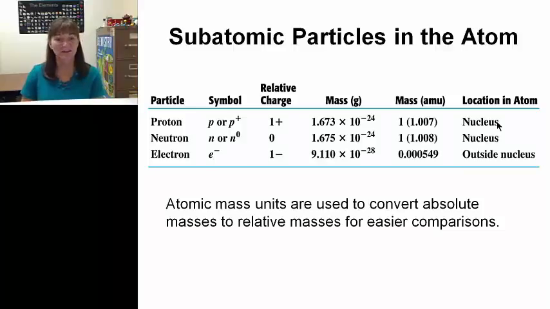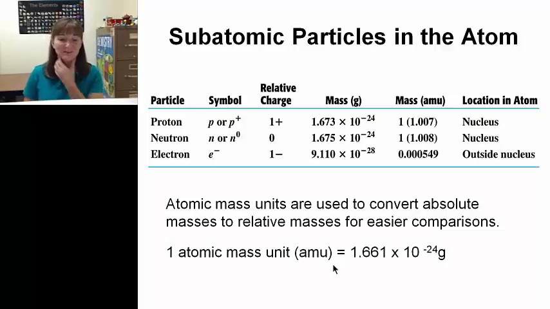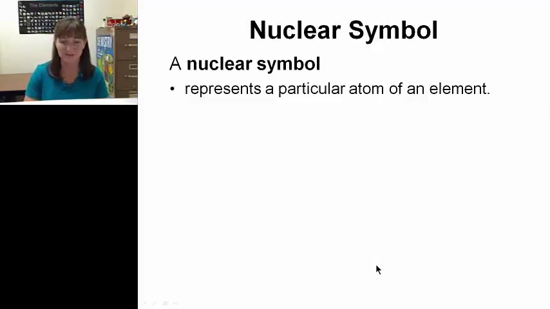The atomic mass units are used to convert absolute masses to relative masses for easier comparison. So we'll talk about that a little bit more in a few slides. It turns out that 1 AMU is 1.661 times 10 to the negative 24 grams. So you can use this as a conversion factor to convert between grams and AMUs. I'm never going to have you do that in this class, so really you're not going to need this piece of information on this slide, but it gives you a good idea of the mass of an AMU compared to a gram.